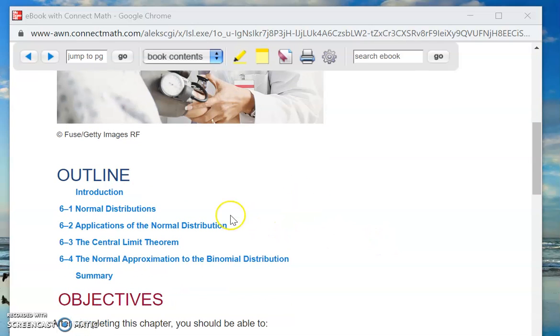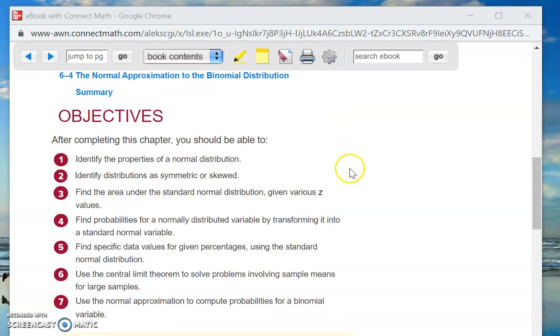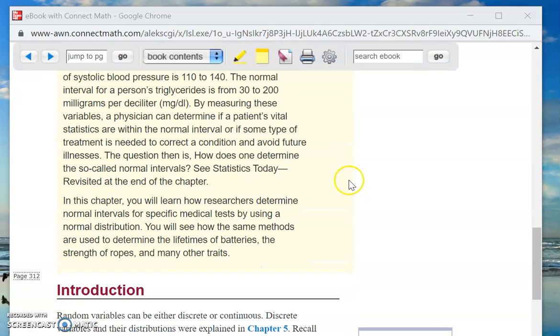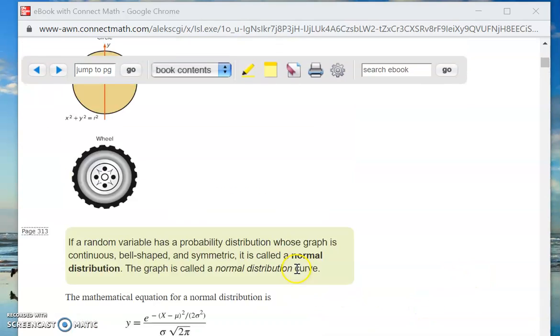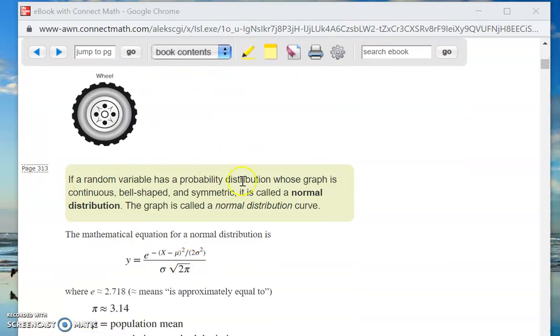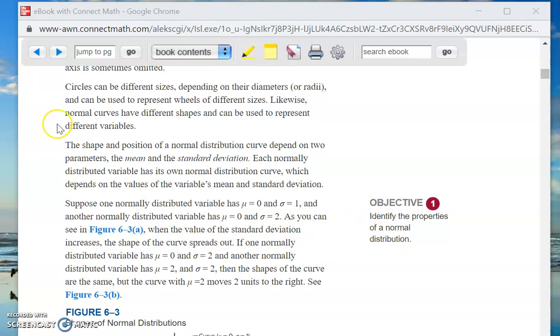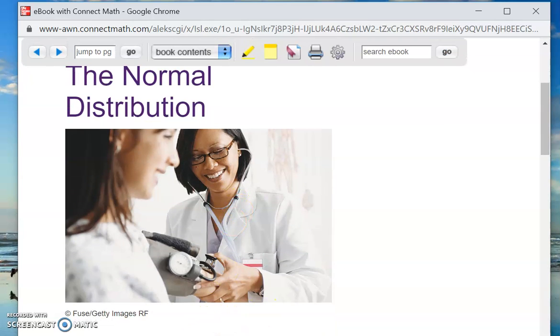I want to talk first of all, as always, I strongly urge you to read the outline, get an idea of where you are, read the objectives, and as you're going through the text, you'll see the objectives are noted on the side of the page so that you can follow along and see what objective is being discussed. So for example, objective number 1 is identify the properties of a normal distribution. That's in section 6.1, page 313, where the author discusses that. So it's very useful, in my view, to look at the objectives. It gives you an overview of what to expect.